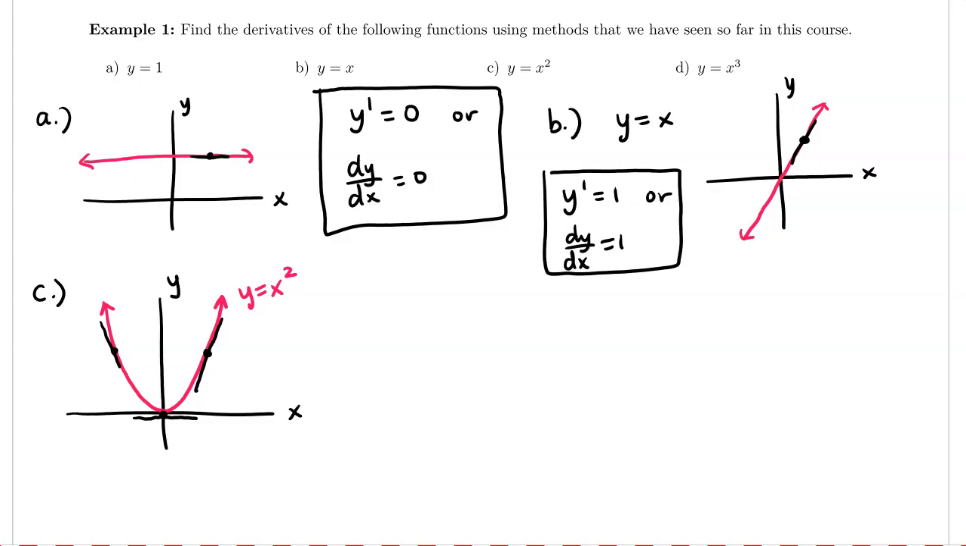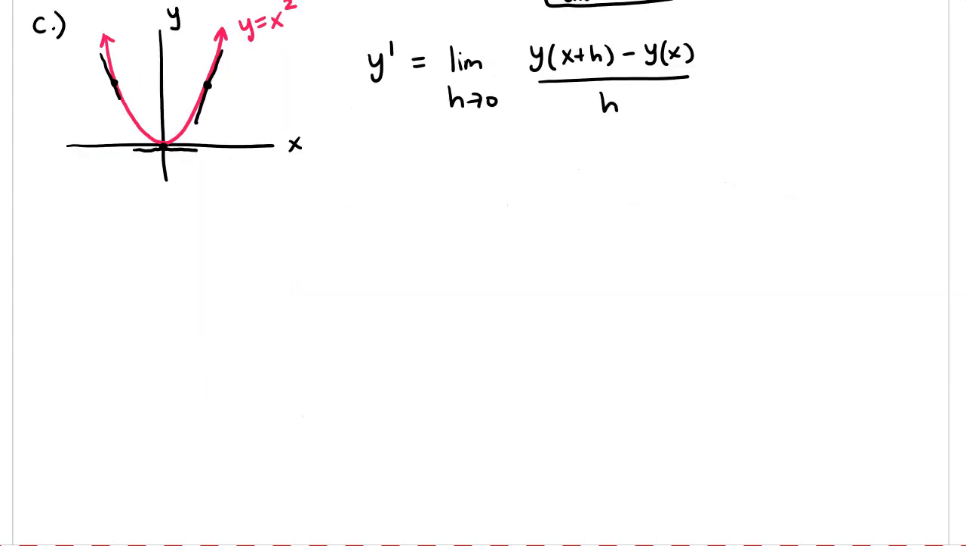So, at least with the methods that we've learned thus far, in order for us to find the derivative function, we're going to need to use the limit definition of a derivative. That is, y prime is equal to the limit as h approaches 0 of y of x plus h minus y of x all over h. Let's go ahead and fill this in for our function. So we have the limit as h approaches 0 of x plus h quantity squared minus x squared all over h.